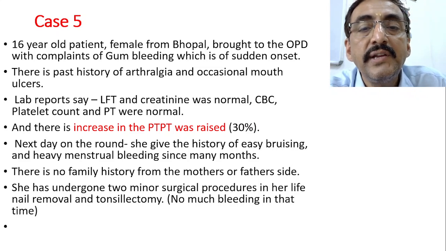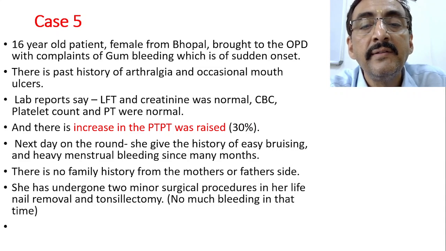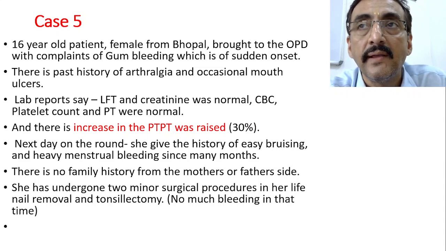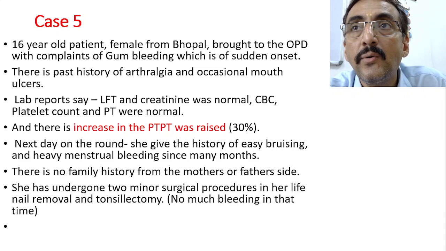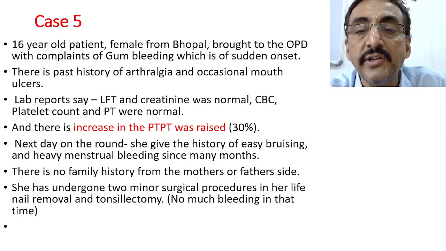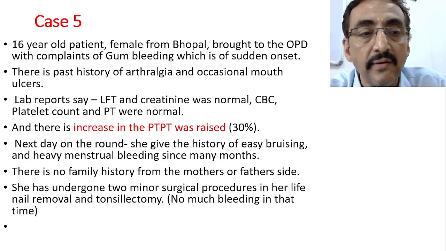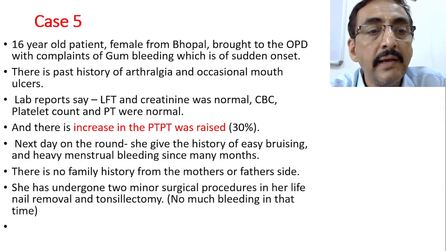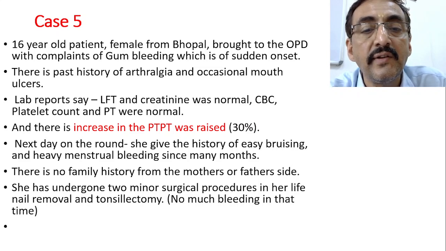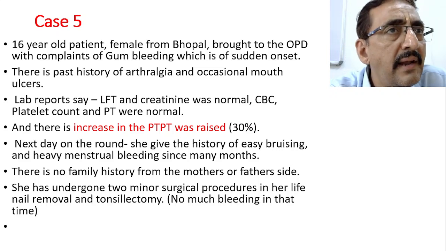Next day on the round, she gave a history of easy bruising and heavy menstrual bleeding, for so many months. During the menstrual period there is shedding and bleeding will be there, but it is not able to undergo clot coagulation, and therefore there is heavy menstrual bleeding. There is no family history from the mother's or father's side. She has undergone 2 minor surgical procedures in her life, nail removal and tonsillectomy. During that time, there was not much bleeding.